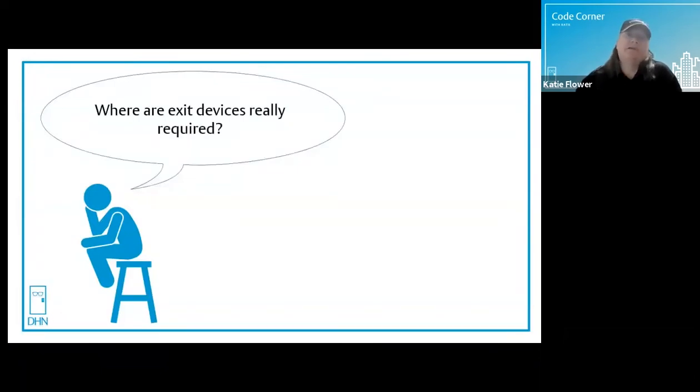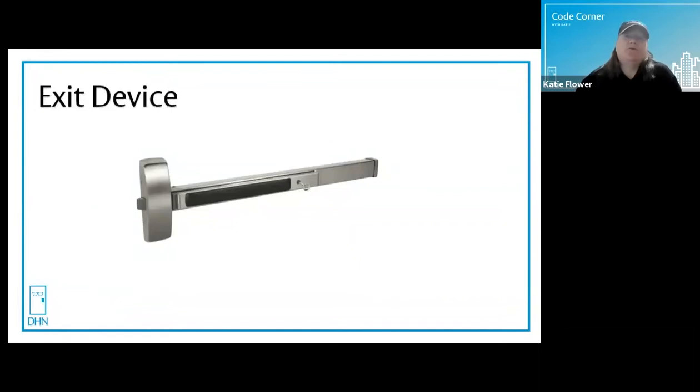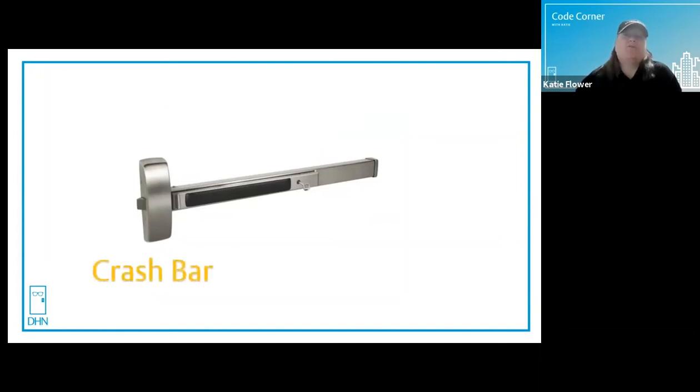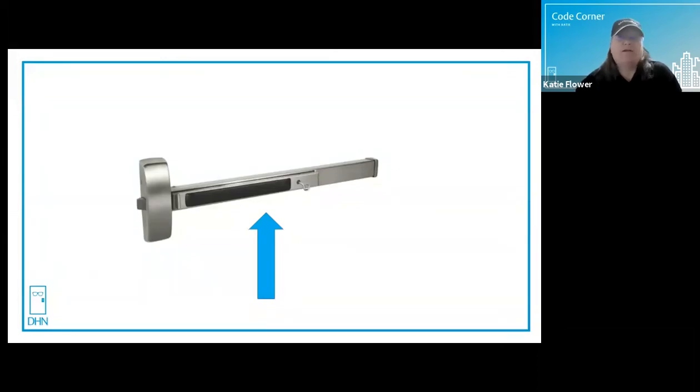Where are exit devices really required? That's a great question. Thank you. I get this one a lot. First of all, an exit device is also known as panic bar or panic hardware, fire exit hardware, we see this in the code, and it's specifically used on fire-rated doors, and the beloved slang crash bar. Whether it's a modern style bar like the one that's shown in the picture or the older crossbar type, the actuating portion, that is the part you push in on, must extend at least half the width of the door, mounted vertically between 34 and 48 inches above the finished floor.